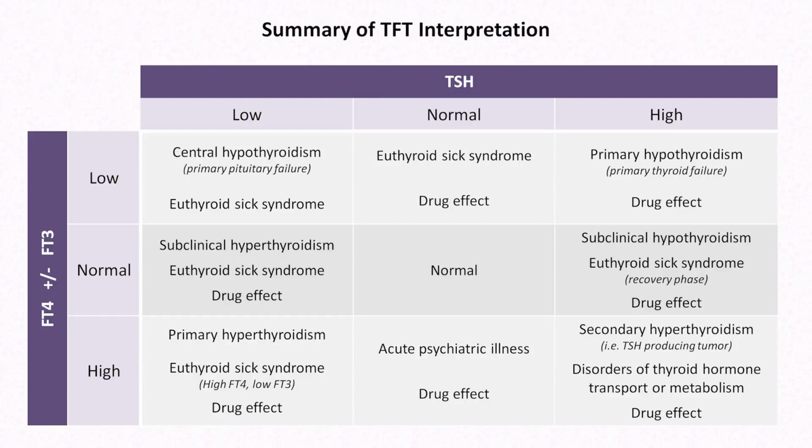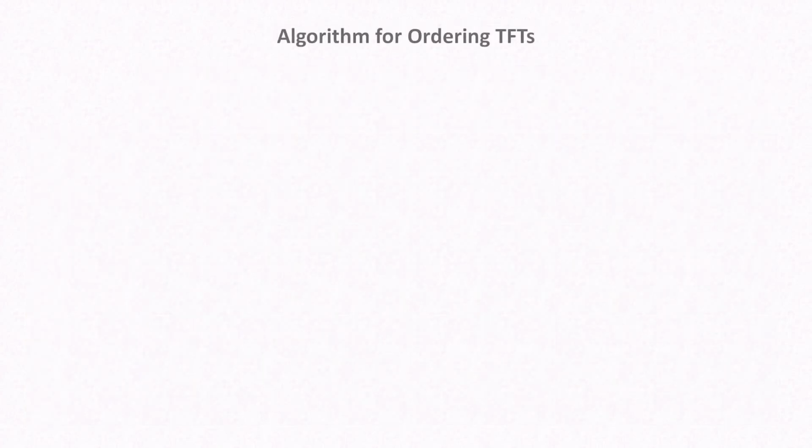So as you can see, interpretation of TFTs can become far more complicated if a patient's results don't fall neatly into one of the four classic patterns previously shown. When it comes to ordering TFTs, the selection of tests is very straightforward. Remember, unless you are testing for something highly unusual, only worry about TSH, free T4, and free T3.